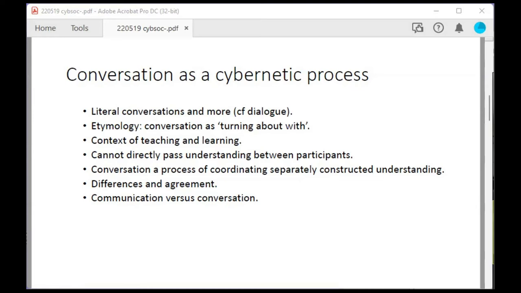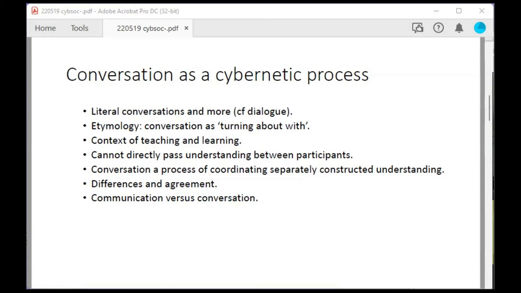And this is really different to communication. Maybe I'll just explain the mechanism in brief first. The basic idea is that if we're trying to agree something, then I might make an effort to explain it to you, and I can't pass that directly to you. You build your own understanding of what I've said. Maybe you say, do you mean it's like this? You give that back to me. I have to build my own understanding of what you understand.